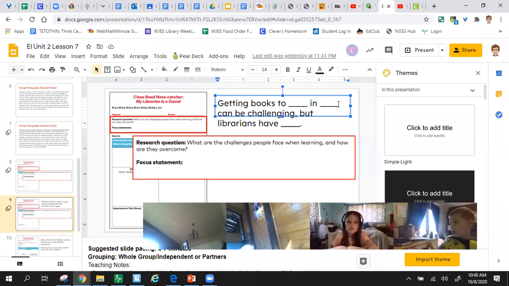Getting books to, oh, you guys are seeing it in a weird form. I clicked on something, didn't I?